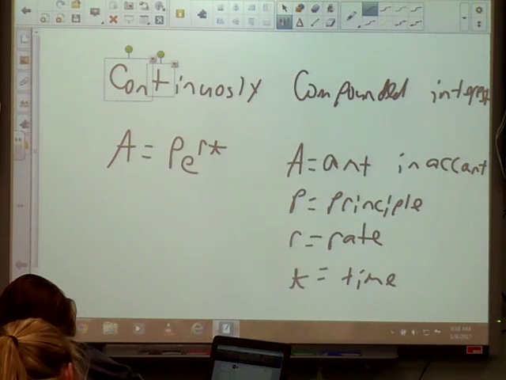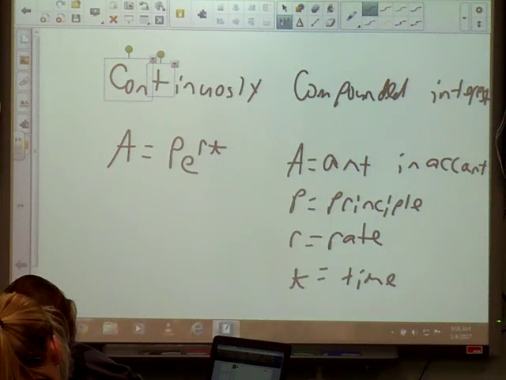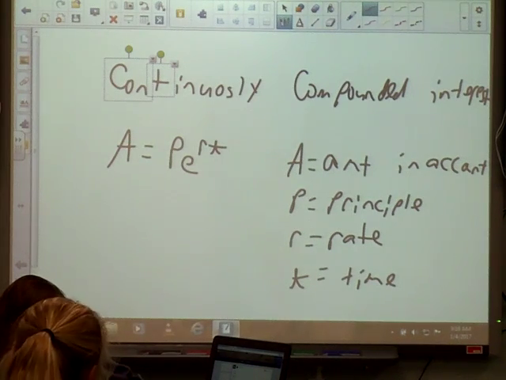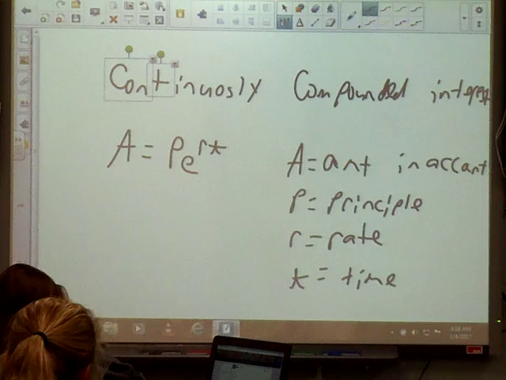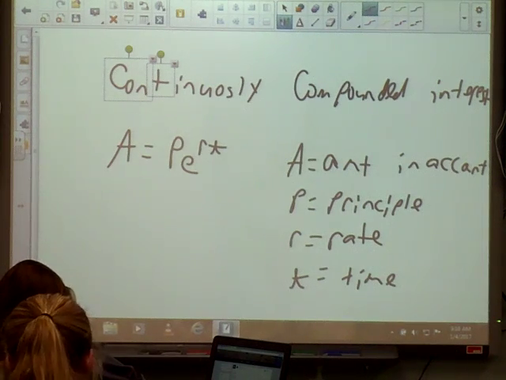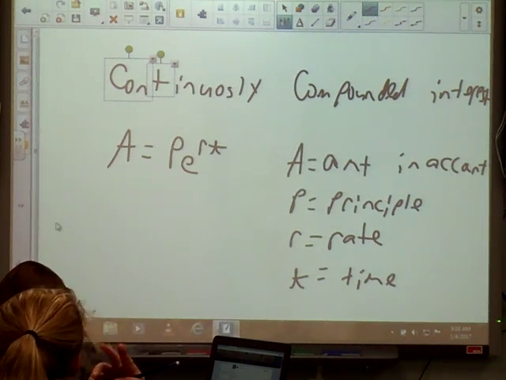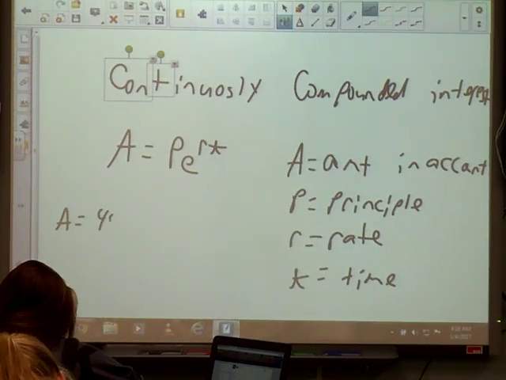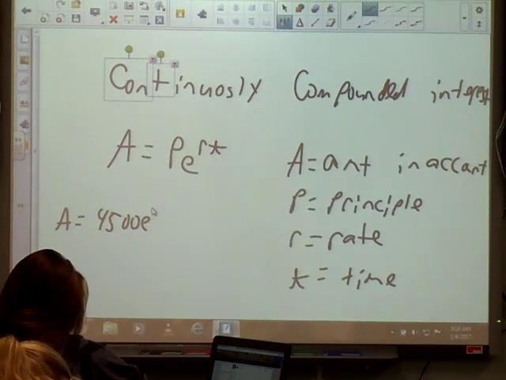Alright, so here's the problem we're going to use on that. It says you and your friend each have accounts that earn annual interest compounded continuously. See, it said the word continuously, so you would know which formula to use. The balance A in dollars of your account after T years can be modeled by A equals 4,500 e to the 0.04 T.